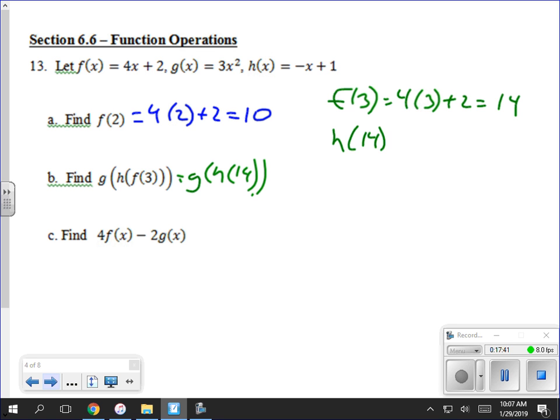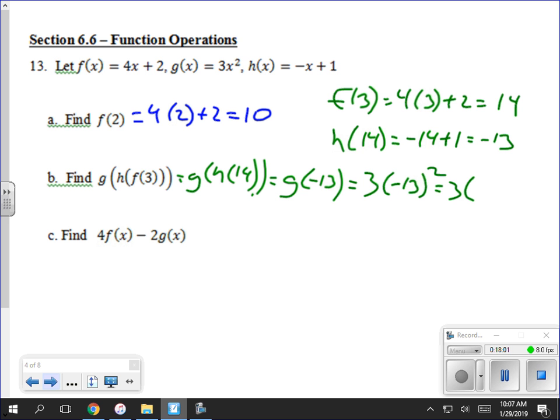So now I got to figure out what h of 14 is. H of 14 is -14 plus 1, which is -13. So this is really g of -13. G is 3x squared. 3 times -13 squared. 3 times 169. So that would be, let's see, 3 times 9 is 27. Put down the 7, carry the 2. 3 times 6 is 18. 18 plus 2 is 20. Put down the 0, carry the 2. So 507. That's what I get.